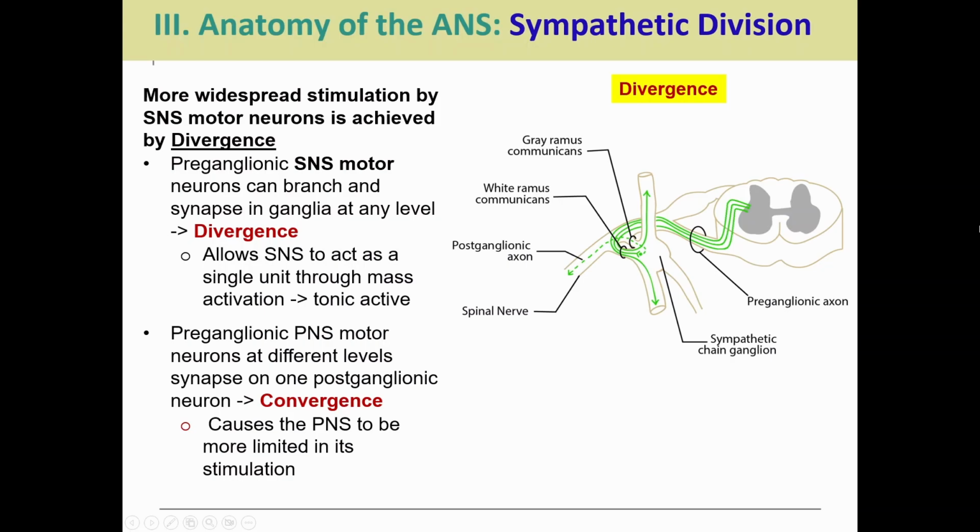And we get this widespread stimulation through what's called divergence. The preganglionic neuron can branch and synapse on ganglia at any level. This is what allows us to act as a single unit for mass activation. When preganglionic neurons at different levels synapse to one postganglionic one, this is convergence, because several have converged to one single point, and this can cause us to be more limited in stimulation. So divergence allows us to connect and branch to many to have widespread activation, whereas convergence is opposite.